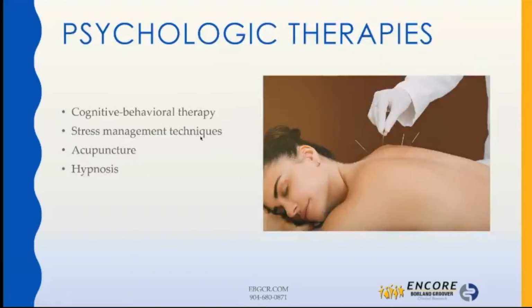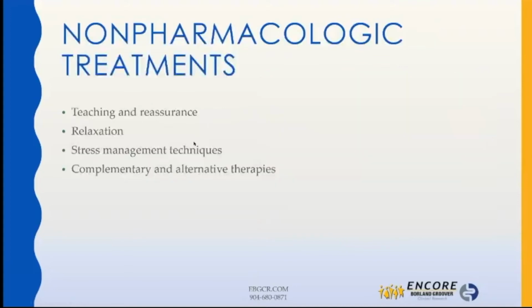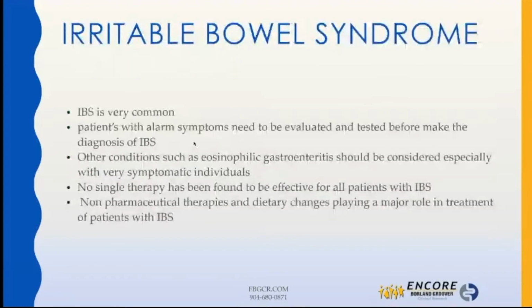There are many ways to cope with the symptoms of irritable bowel syndrome. Psychological therapies such as hypnosis, acupuncture, cognitive behavior therapies, and stress management play a big role. Unfortunately, they are not generally reimbursed by the insurance, but very much recommended by the practitioners as some of the ways that the individual can cope with the pain. And non-pharmacological treatments such as relaxation, stress management, and alternative therapies are advocated.